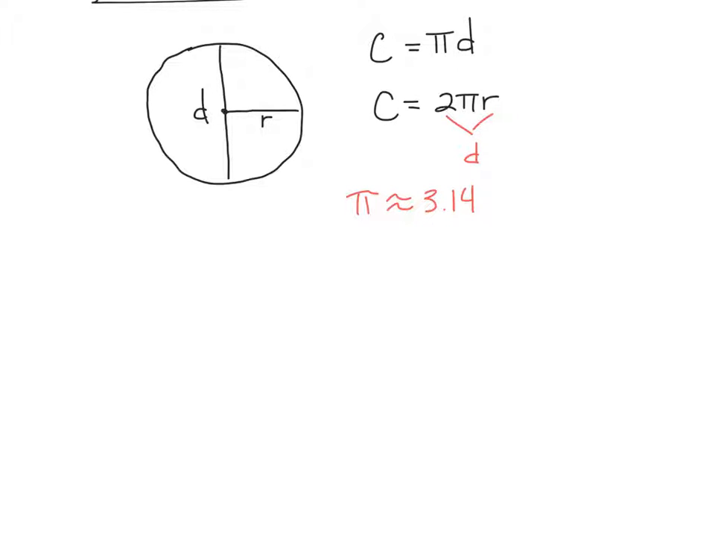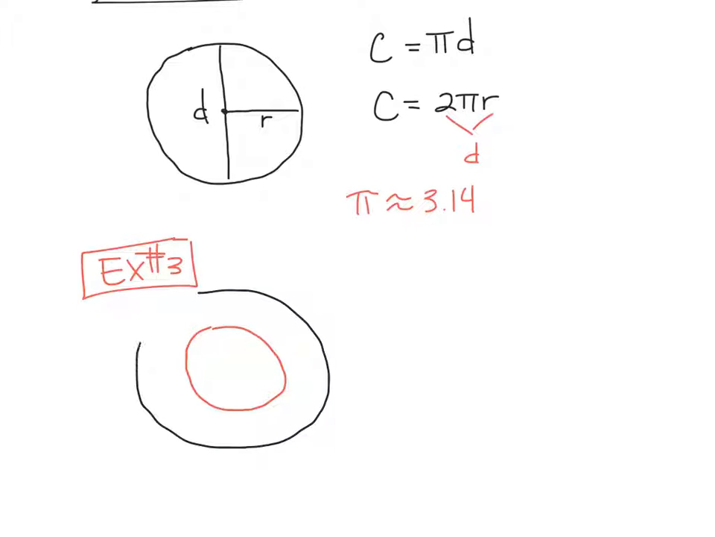So let's do this. This is like example 3 in the book. You have what are called concentric circles. Anyone know what concentric circles are? They're circles that share the same center. So, for instance, if I did this circle, and then I did that circle, and they both had this as their center, okay?